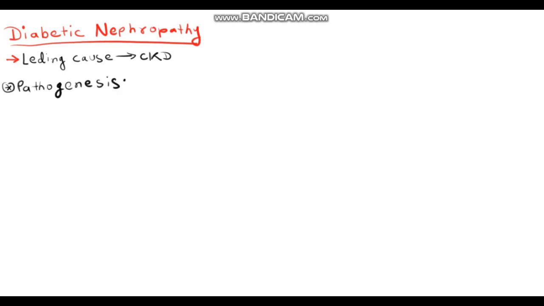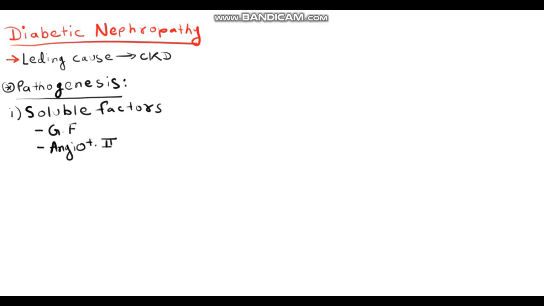The pathogenesis of the disease is mainly related to chronic hyperglycemia, which involves mainly three things. The first is the effects of soluble factors, including the growth factors, angiotensin 2, endothelin, and advanced glycation end products. All these cause the pathogenesis of the disease.